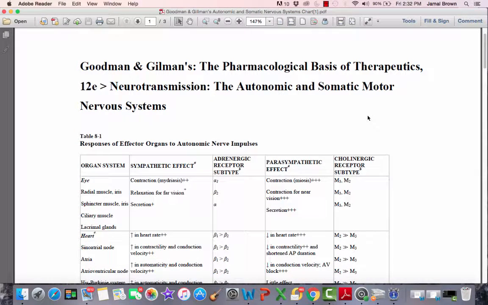I got a question where somebody needed some clarification when looking at the organ systems. How do you read this chart? So I want to provide some clarity.